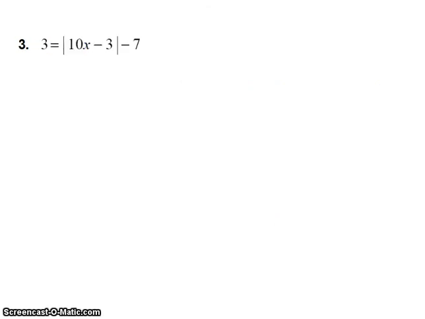Okay, let's move on to problem 3 here. Now on this one here, we have an equation that doesn't have the absolute value all by itself on the right here. We have absolute value and then a minus 7. And we can't set this up equal to a plus and a minus 3 right off the bat. We need to get the absolute value all by itself before we can apply its rules and properties. So we're going to do the opposite of minusing 7. We're going to add 7 to both sides.